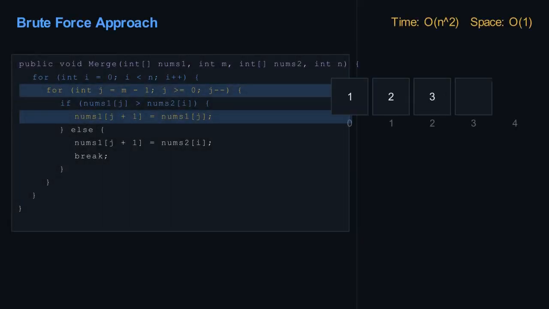One way to solve this problem is to use a brute force approach. We can iterate through both arrays and compare the elements. If an element from nums2 is smaller than the current element in nums1, we can insert it into nums1. However, this approach has a time complexity of O(n^2) due to the insertion operation.